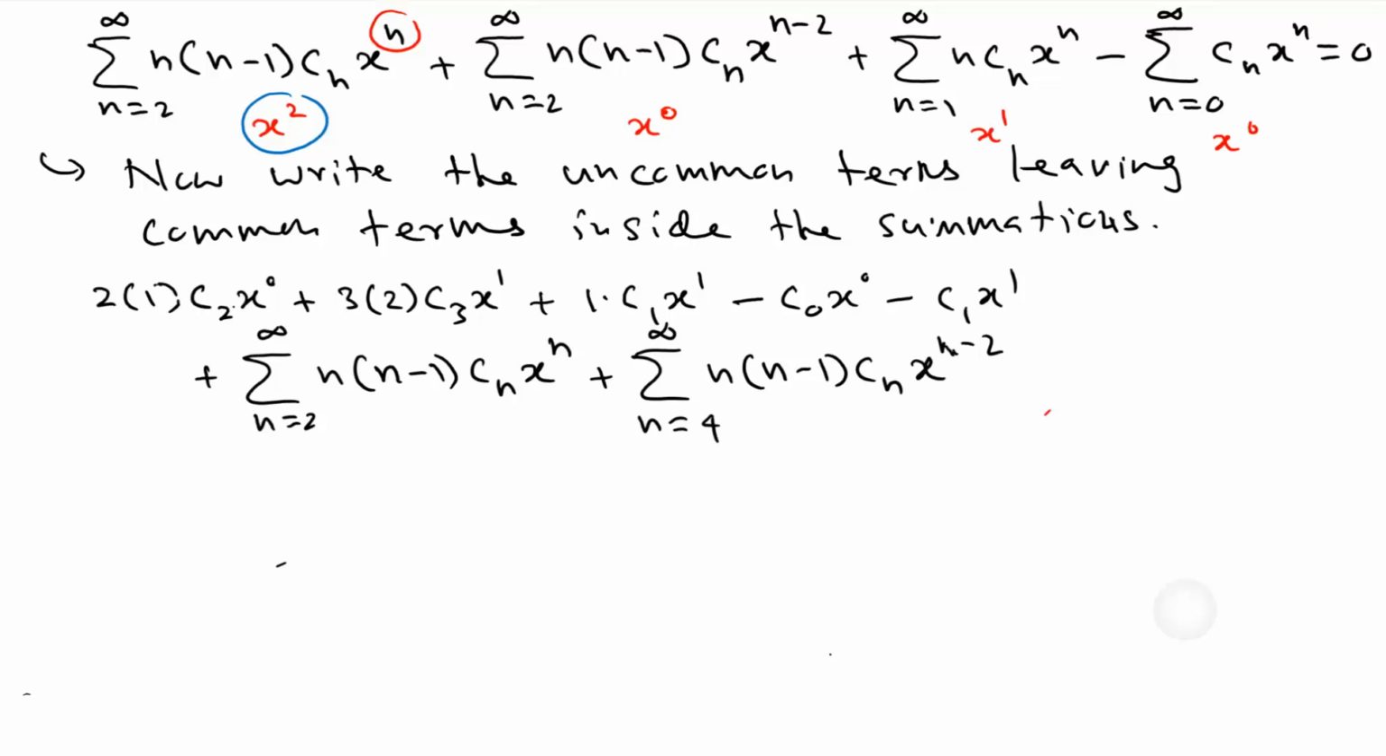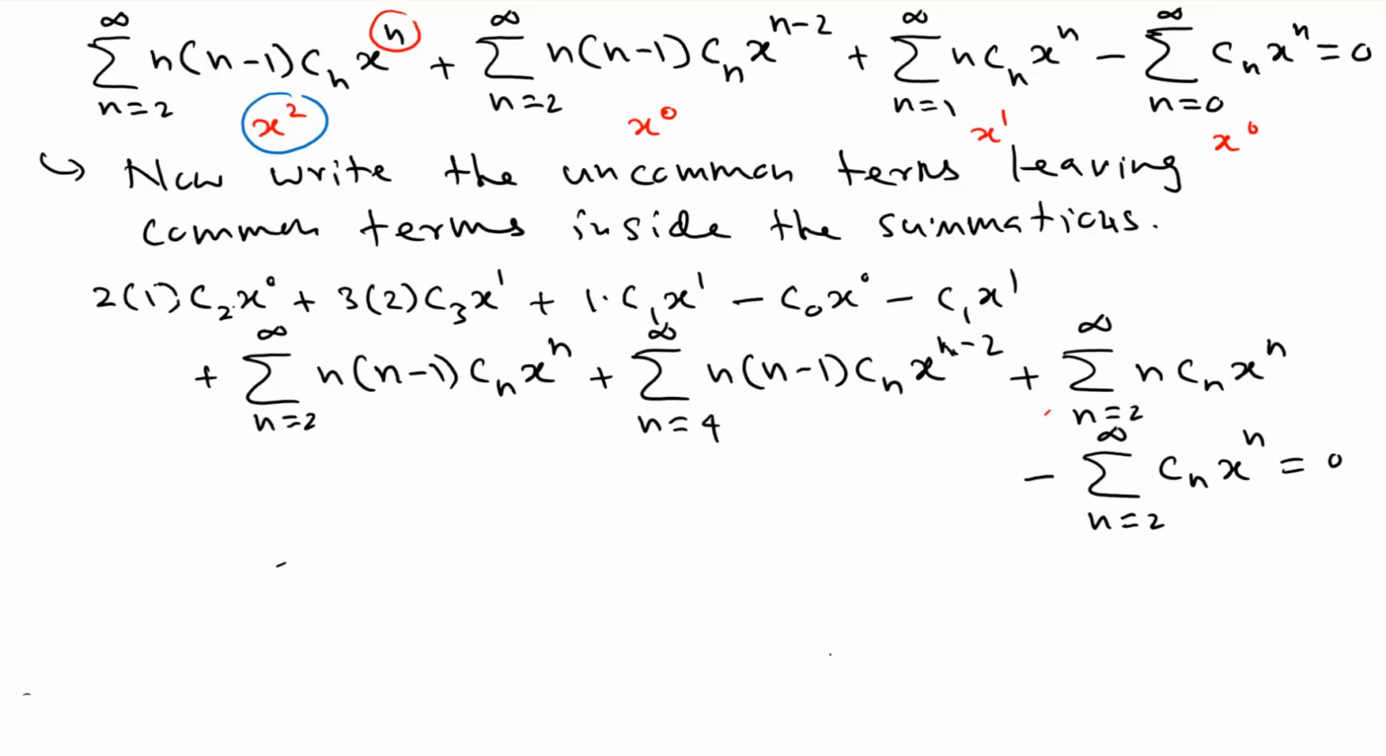Now we're going to go to the next one. You have to write one term. That means you have to start with n equal 2. We just write 1. So it's n cn xn. And from the last one, you have to go with 2 index. So that means 0 and 1 is gone. So you start with 2. So if you do that, then you're going to get cn xn equals 0. Good. So those are the common terms and uncommon terms.